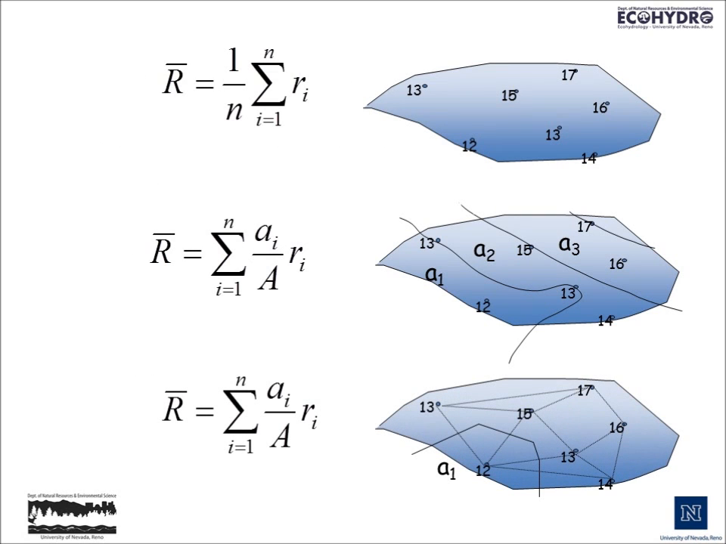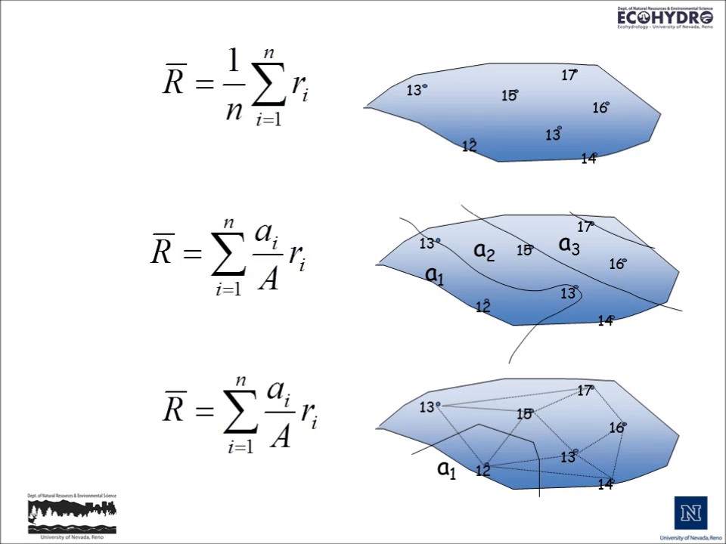Here are the 3 techniques illustrated. And remember, there are many more than just these 3. In the top technique, our arithmetic mean technique, each observation is given the same weight. In this case, there are 7 observations. We give each value a weight of 1/7. So what this means is that we add 13 plus 12 plus 15 plus 13 plus 14 plus 17 plus 16, and then we multiply the sum by 1/7, and that gives us our arithmetic mean.